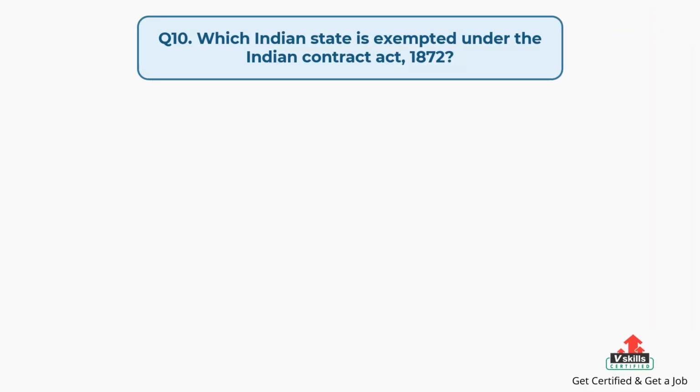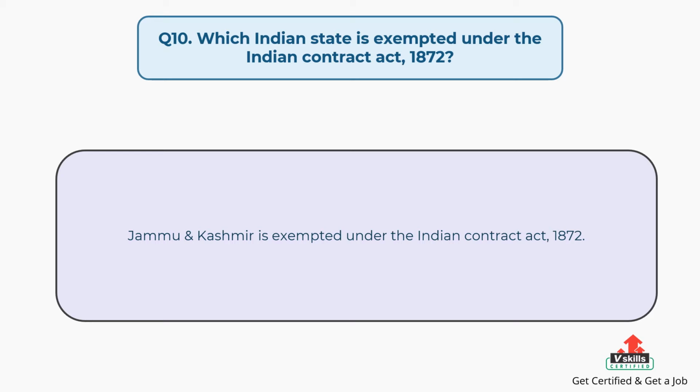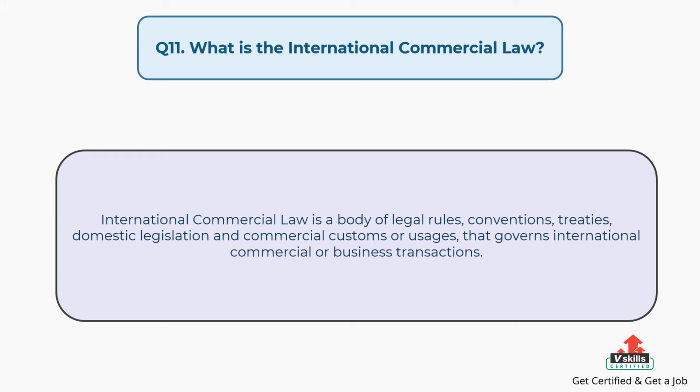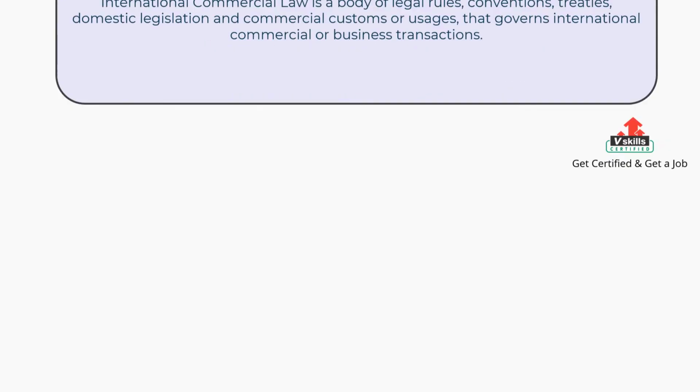Question number 10. Which Indian state is exempted under the Indian Contract Act, 1872? The answer is, Jammu and Kashmir is exempted under the Indian Contract Act, 1872. Question number 11. What is the International Commercial Law? The answer is, international commercial law is a body of legal rules, conventions, treaties, domestic legislation and commercial customs or usages, that governs international commercial or business transactions.